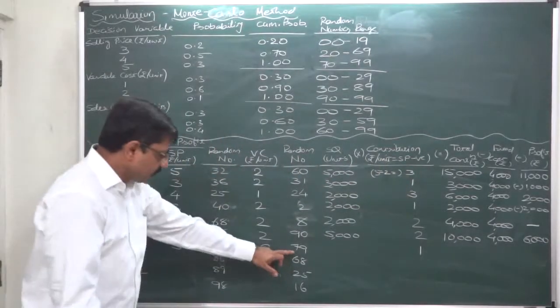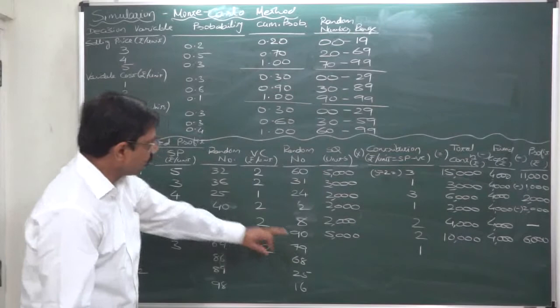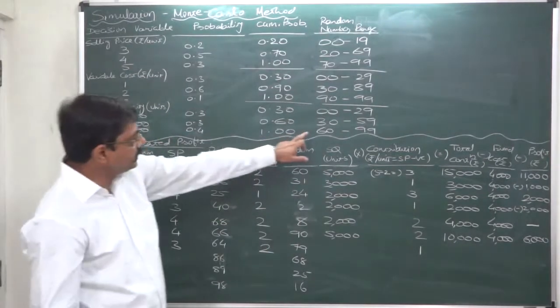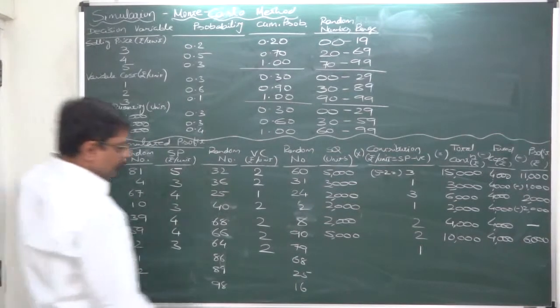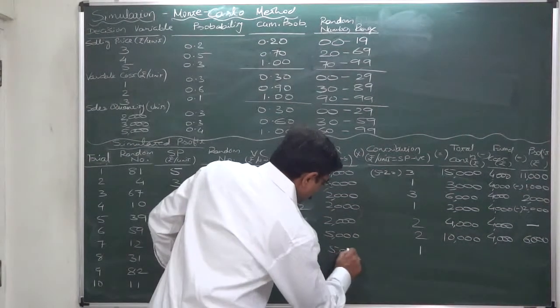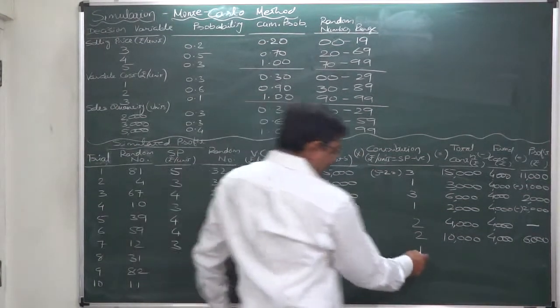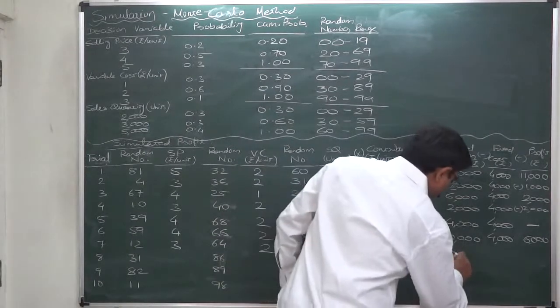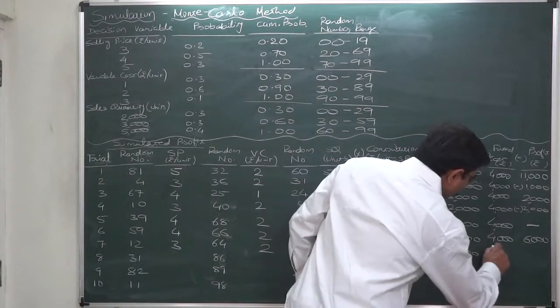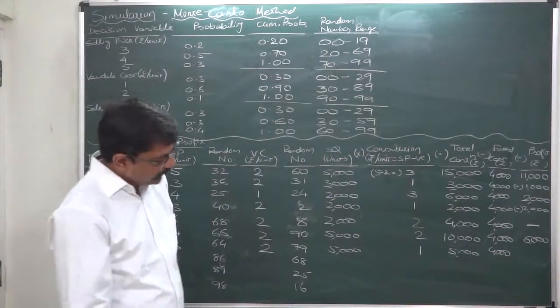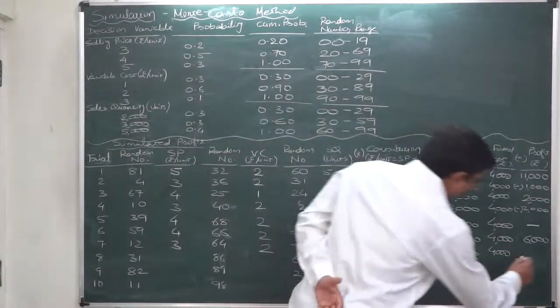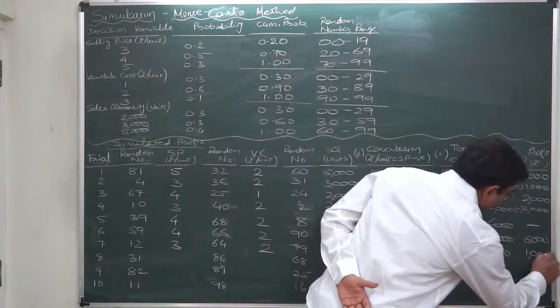Third random number in 7th trial is 79, that is for sales quantity and it falls in the range 60-99 and relevant quantity comes to 5000. 5000 units, 1 rupee contribution, total contribution of 5000 can be earned, from which we can write off fixed cost of 4000 and there will be a profit of rupees 1000.